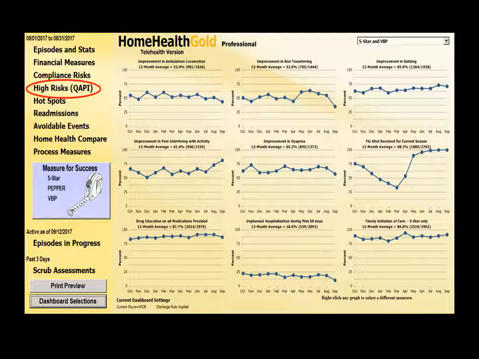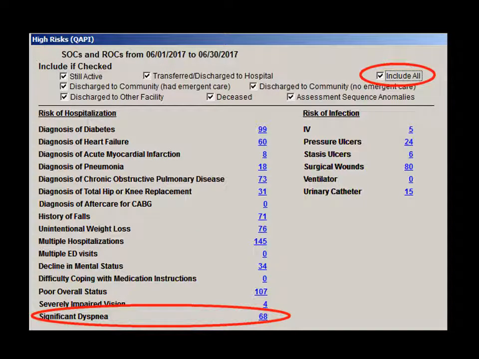Let's start with the dashboard focused on June and see what our high-risk report reveals. Due to our hospitalization rate, first, I will select the Include All option. This selection will show, for the starts of care and resumptions of care that were completed in June, those deemed to be at high risk. I have chosen to focus on patients that are high risk because of their dyspnea, but as you can see, there are many other measures I could have selected.